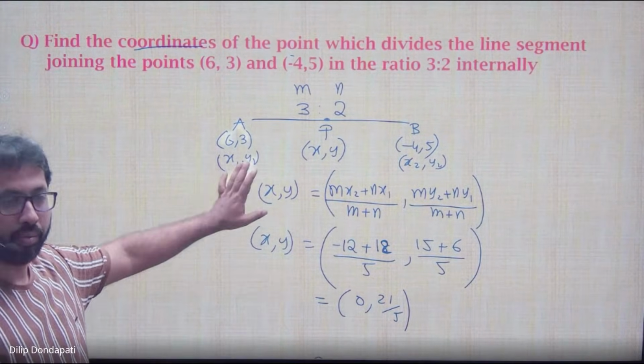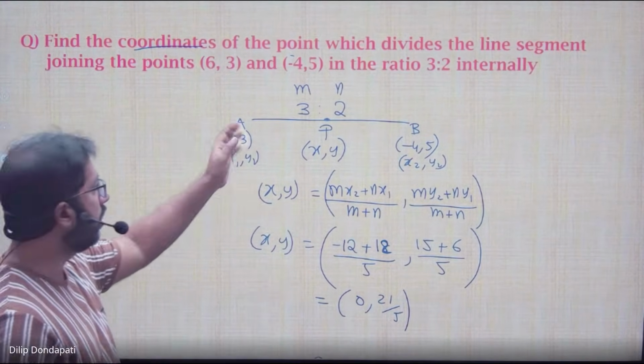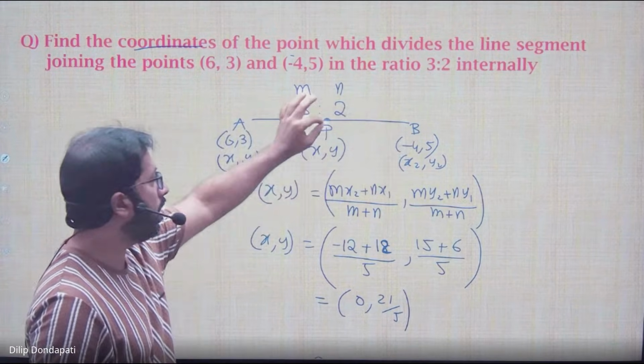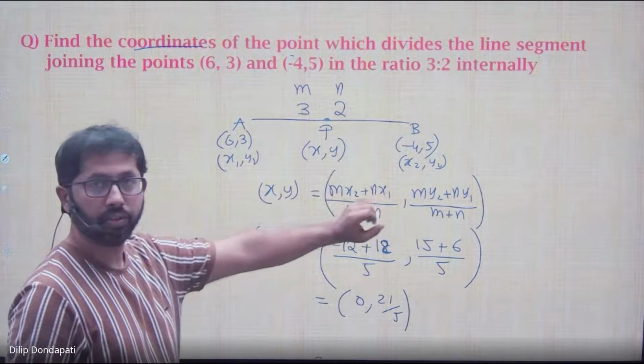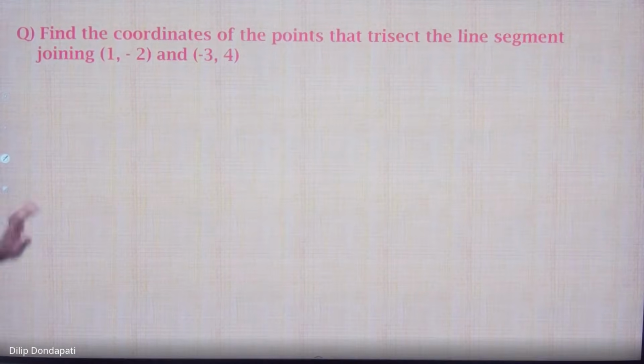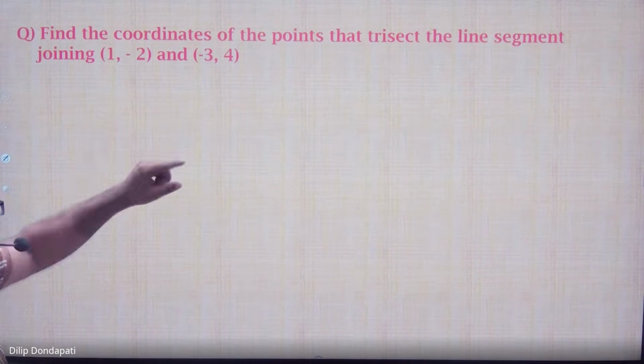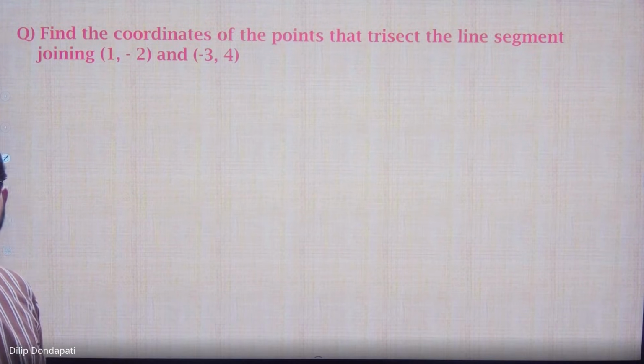Same formula, section formula. mx2 plus. So whenever question comes, write the line, draw the line segment, point P, whichever they ask, the section formula you have to use. Chalo karo. Find the coordinates of the points that trisect the line segment. I told it, trisection. So matlab P and Q we have to find.